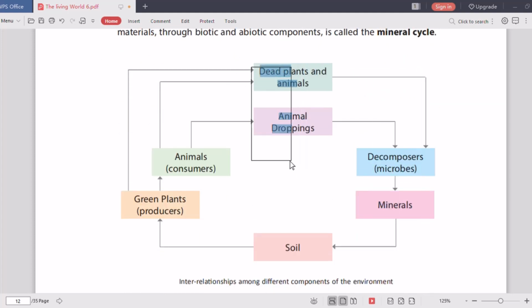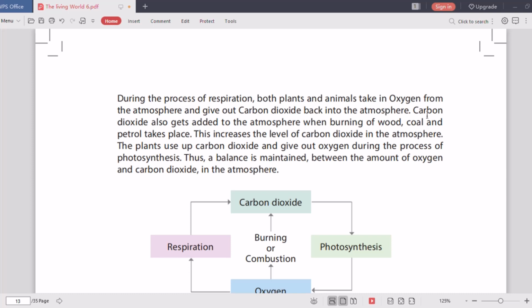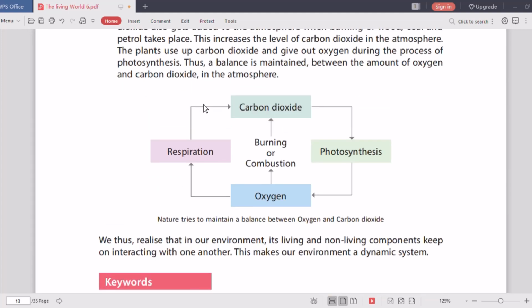So here is the diagram of the mineral cycle. We have to draw this. During the process of respiration, both plants and animals take in oxygen from the atmosphere and give out carbon dioxide back to the atmosphere. Carbon dioxide also gets added to the atmosphere when burning of wood, coal and petrol takes place. This increases the level of carbon dioxide in the atmosphere. The plants use up carbon dioxide and give out oxygen during the process of photosynthesis. Thus, a balance is maintained between the amount of oxygen and carbon dioxide in the atmosphere. So here is the diagram we have to draw.